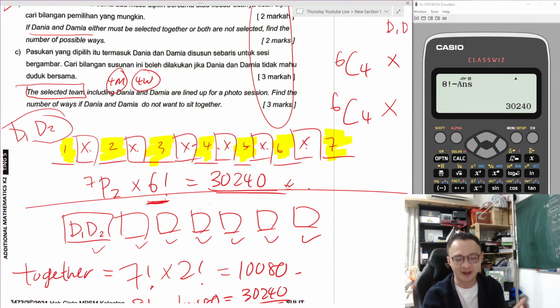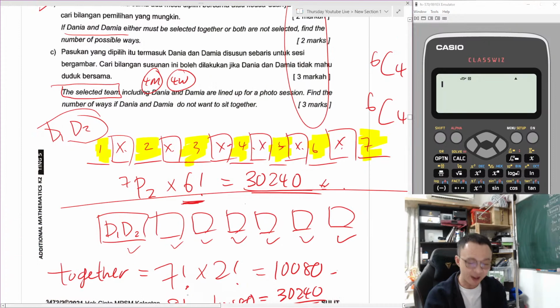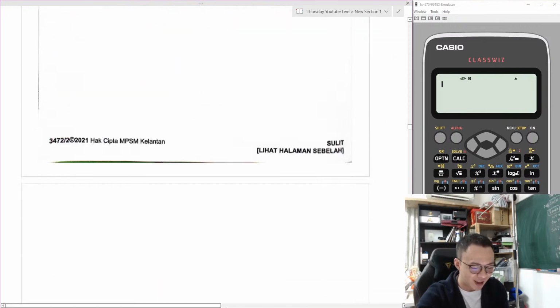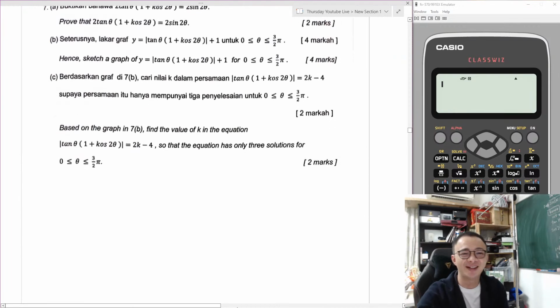How to type factorial in the calculator? Depends which model you are using. If you are using this model, you just make sure it's over here. Shift this button. Yeah, but I think I'm blocking it. It's just below the x square. Okay, so I hope I do answer your question. Alright, so please allow me to move on to the next one.